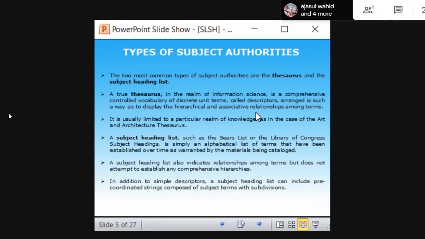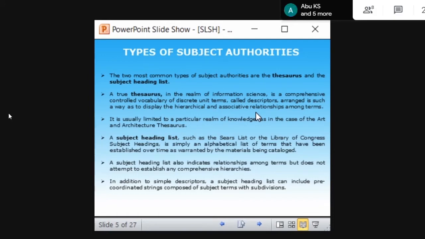So a thesaurus, in the realm of information science, is a controlled vocabulary of discrete unit terms called descriptors. Okay, so I told you what a controlled vocabulary is. It is like assigning a tag to a particular vocabulary, right? It is arranged in such a way as to display the hierarchical and associative relationships among terms. I told you about this hierarchical and associative also.